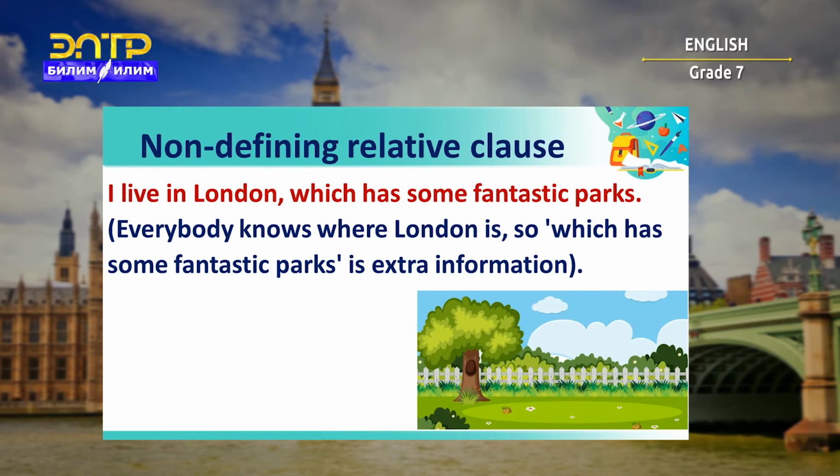For example, I like the woman who lives next door. If I don't say who lives next door, then we don't know which woman I mean.